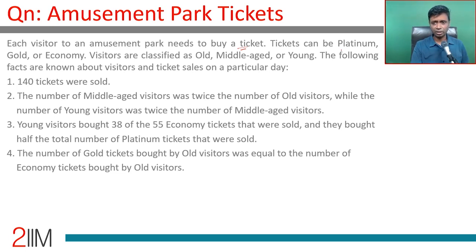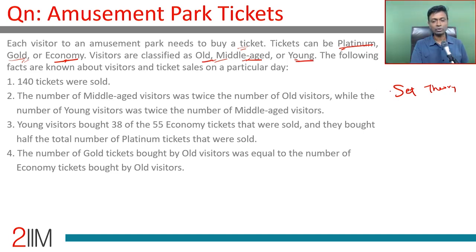Tickets are platinum, gold, or economy. 3 classes: old, middle-aged, or young. And so straight away you're thinking, is this some kind of set theory question? But this is not a set theory question. Think about this. Tickets can be platinum, gold, or economy. These look like classifications that will not overlap. Visitors classified as old, middle-aged, or young. Once again, classifications that do not overlap.